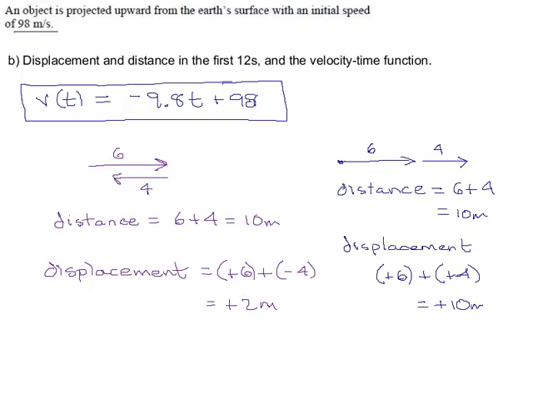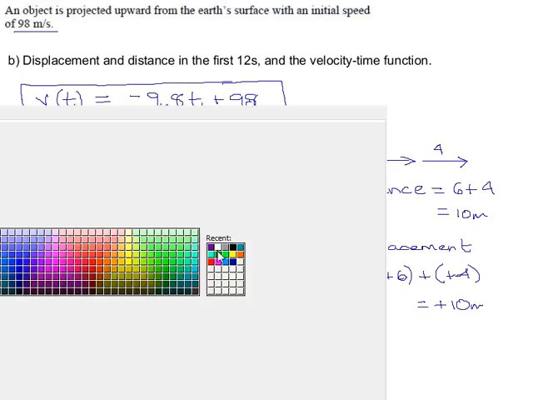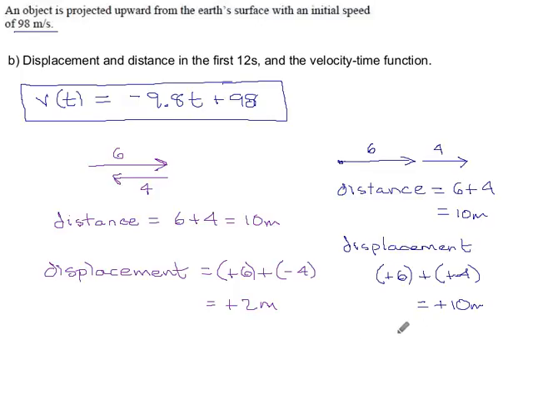Just one more real fast example, and then you probably will be fine with this. If you went 8 meters east, and then you turned around and went 8 meters west, what would the distance be, and what would the displacement be? Do you see them?